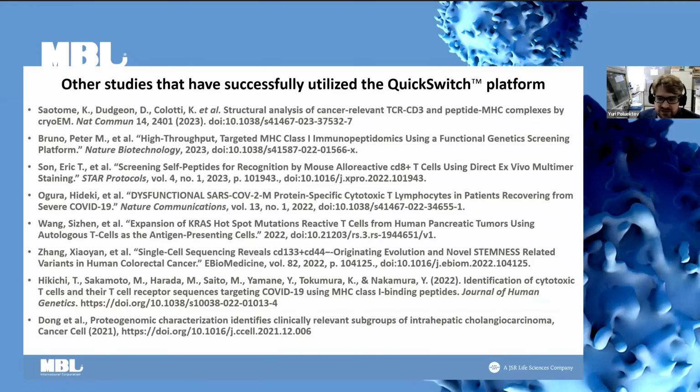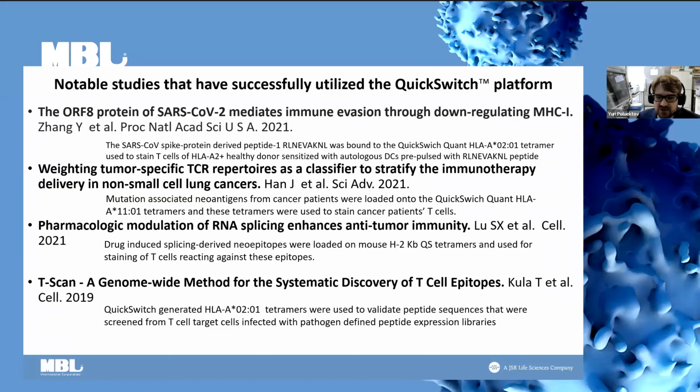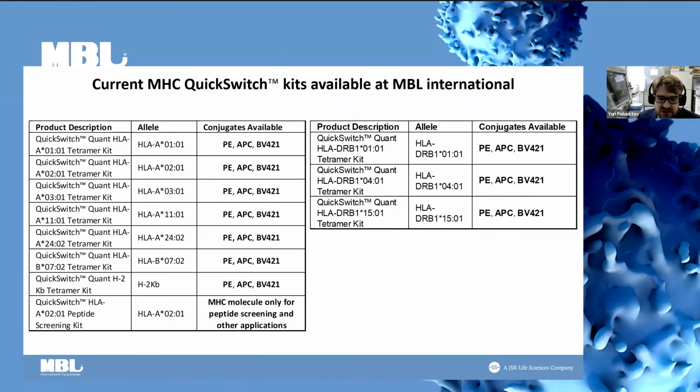Other labs have successfully used our QuickSwitch kits to stain T cells in numerous applications. In all of the above examples, the QuickSwitch platform was used as a means to generate tetramers for cell staining, just as the kit was primarily intended for. But there are other uses the QuickSwitch kit could be used for. To this end, here's a list of QuickSwitch tetramers and MHC molecules that are currently available on our website, but we're constantly working to add new MHC types to our existing product line.